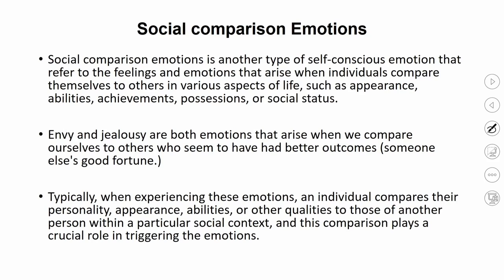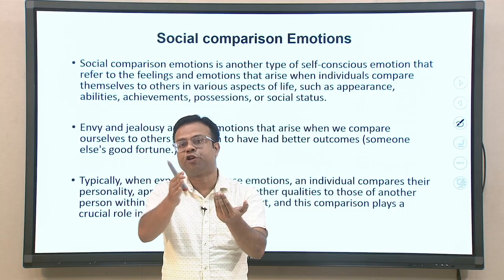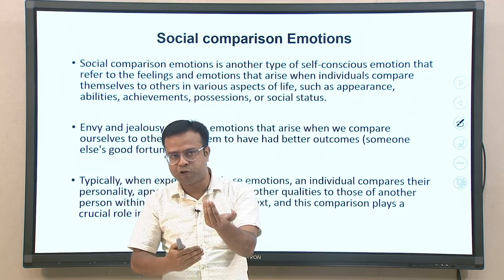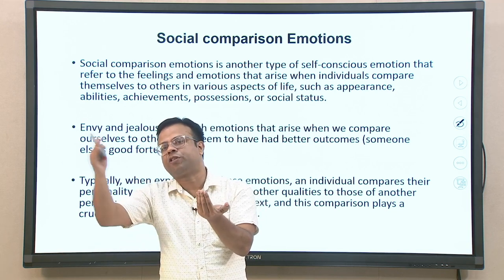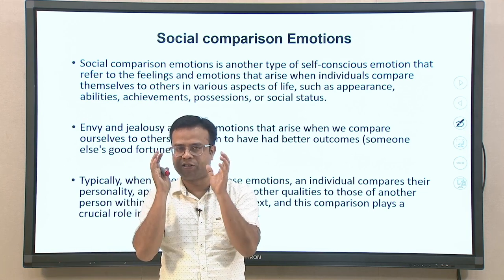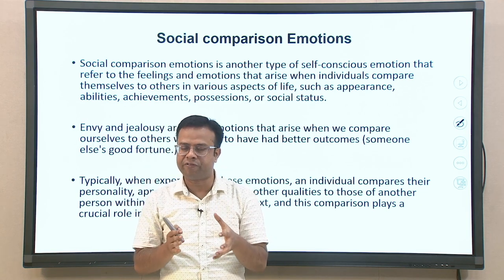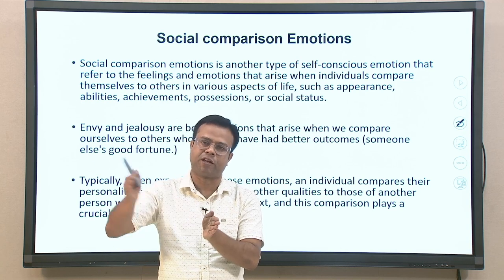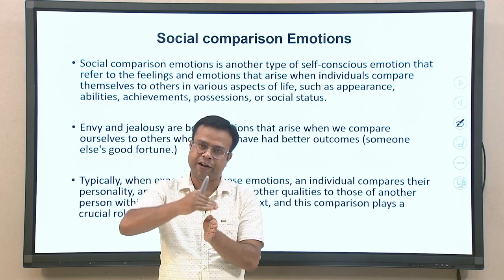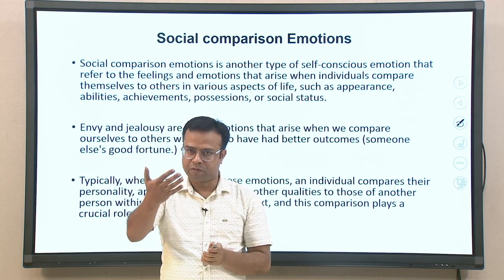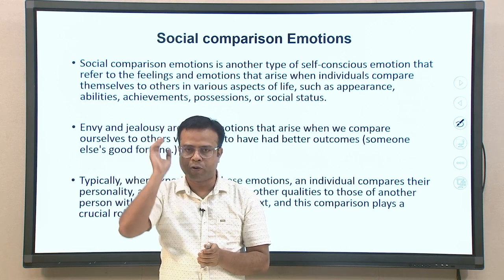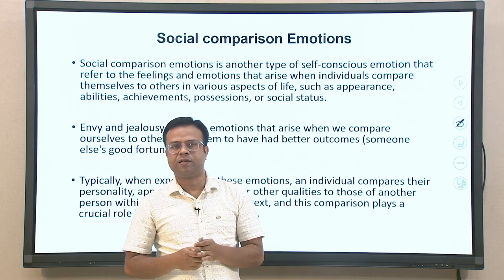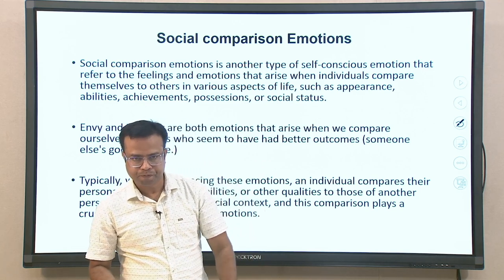Now, we will be talking about another category of self-conscious emotion, because these are also associated with your sense of self, but here these are called social comparison emotions. This kind of emotion arises out of comparison with other people. These are not just based on your own evaluation of yourself, but how you compare yourself with others, that leads to certain kinds of emotions. So, in this context, we will be talking about two social comparison emotions. One is envy and another is jealousy.